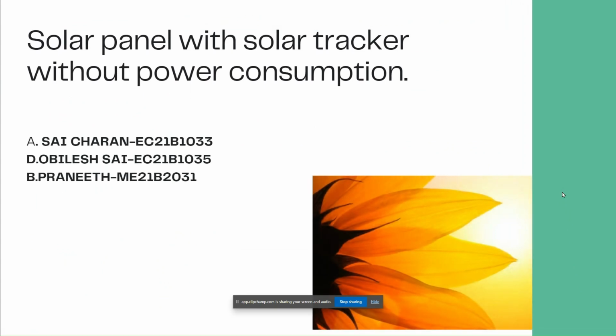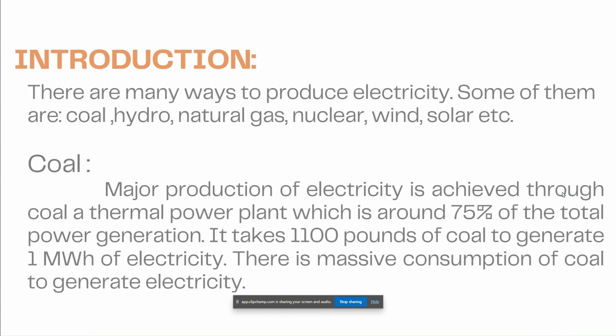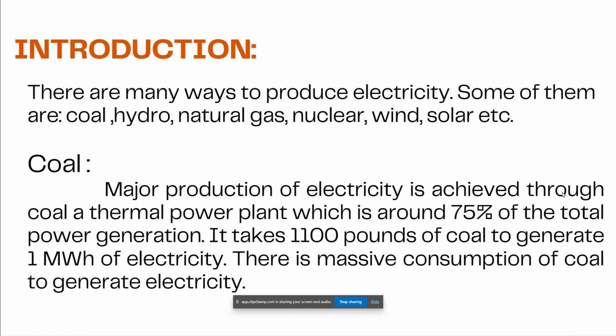We, the team of three, A. Saicharan, D. Oblesai, and B. Praneeth, are working on a problem statement: solar panel with solar tracker without power consumption. Before getting into our problem statement, let me introduce the basics of production of electricity. There are many ways to produce electricity. Some of them are coal, hydro, natural gas, nuclear, wind, solar, etc.